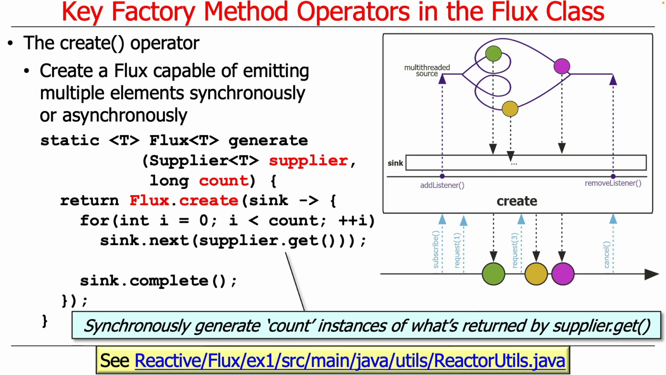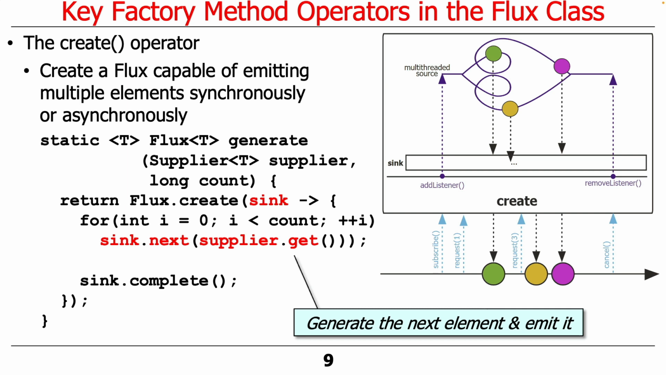What it's going to do is say for i equals 0, i less than count, i plus plus, get whatever the supplier provides, take that and emit it as the next event, up to count of these. Let's say count is 10, just to be specific. So it'll do 10 calls to supplier.get. And when that's all done, it'll call sink complete to indicate to the flux stream we're emitting that we're all finished, everything worked fine. Now again, this runs synchronously. It runs in the thread of the caller.